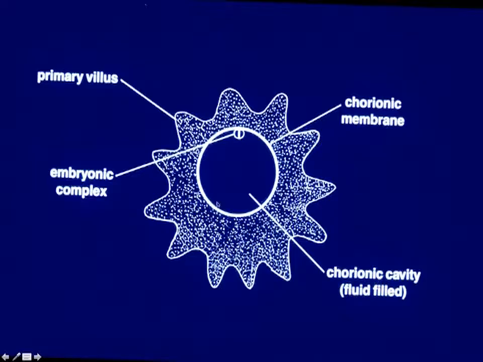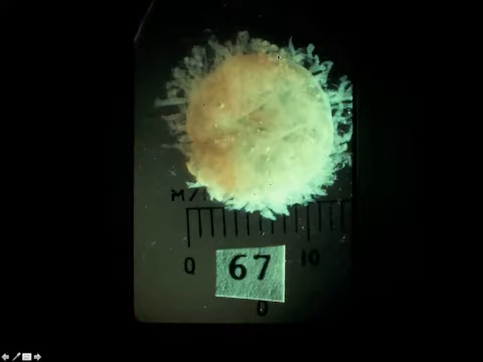The chorionic membrane surrounds a fluid-filled chorionic cavity. Projecting from the chorionic membrane are these primary trophoblastic villi. Well, here's a conceptus at 5.5 weeks LMP. The chorionic membrane looks a lot like a soft contact lens. It's a little cloudy. These primary villi, some of them are going to bud and branch and proliferate into secondary and tertiary villi and become known as chorion frondosum, forerunner of placenta. Others of these villi will regress and become known as chorion laeve.